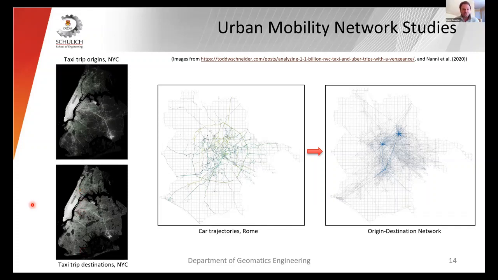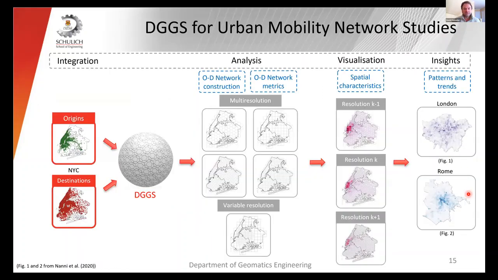But to study this data, it is often aggregated into a regular grid of fine resolution cells to create an origin destination network, as shown here. I think this is car trajectories in Rome. So with that in mind, how could a DGGS support these studies in terms of integration, OD network construction, analysis, and visualization? So this slide highlights some of the potential benefits that we foresee. So I'll just run through this here.